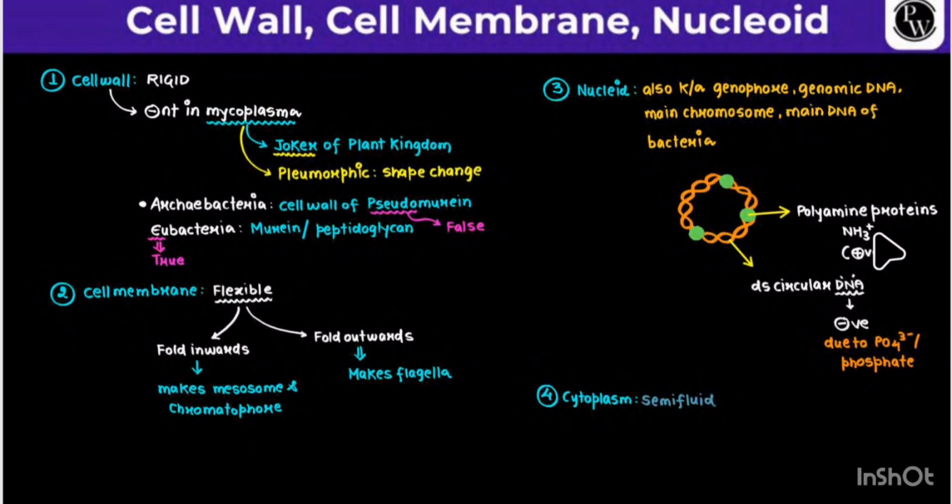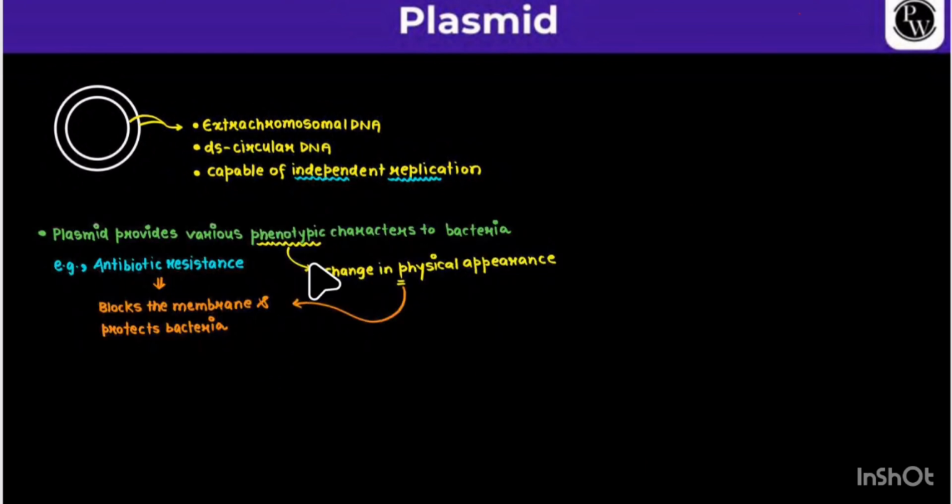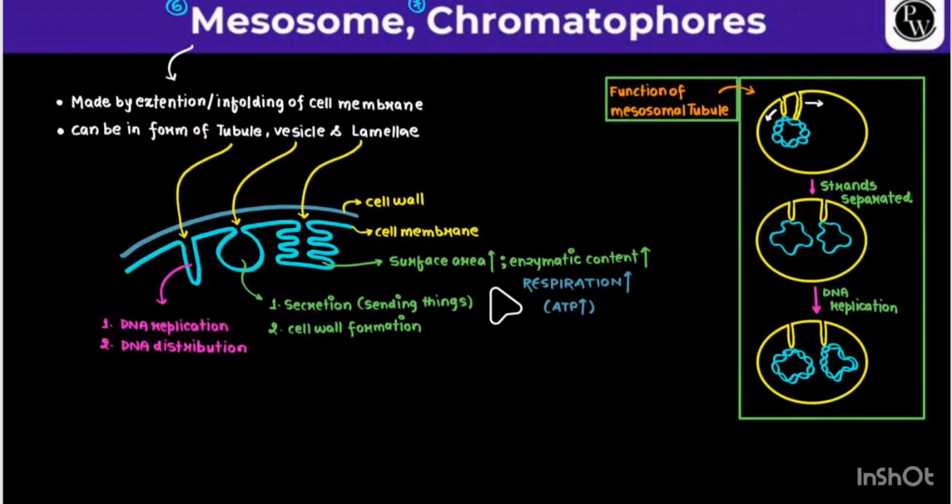Histones are proteins, and positive. Double-stranded circular DNA is negative due to the phosphate. Plasmid is the extrachromosomal DNA, double-stranded circular DNA capable of independent replication, that means it does not depend on the nucleoid. Extrachromosomal, we have to remember. Plasmids provide various phenotypic characters to bacteria, for example antibiotic resistance. Phenotypic means change in physical appearance, we have to remember.